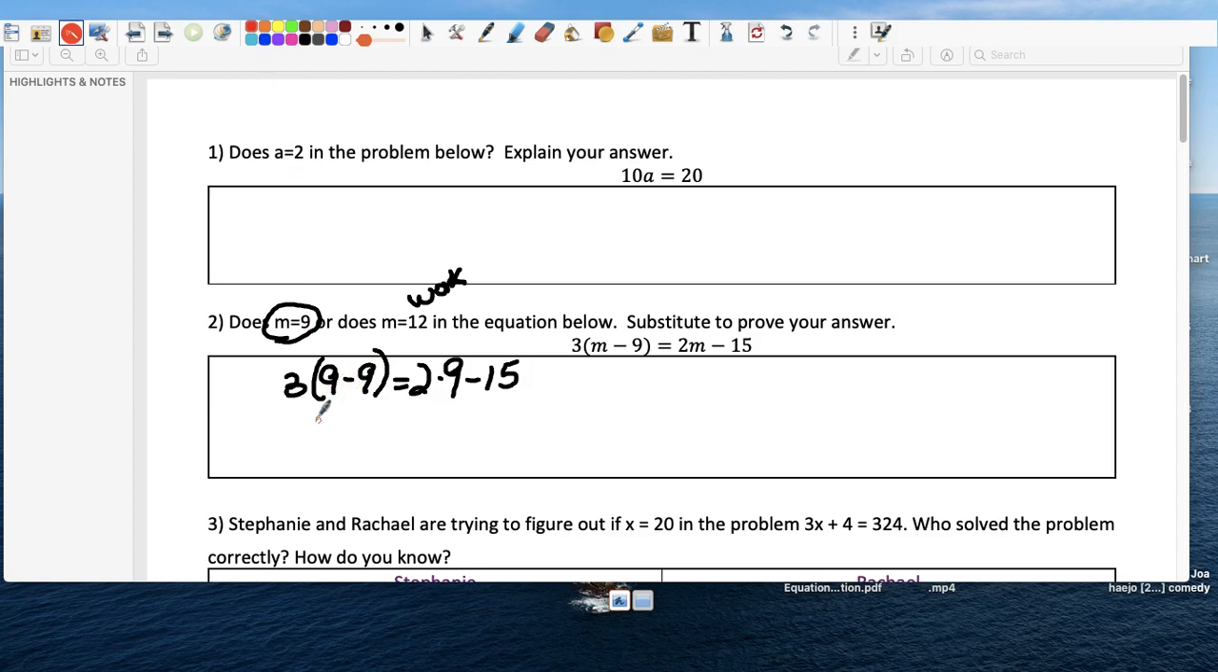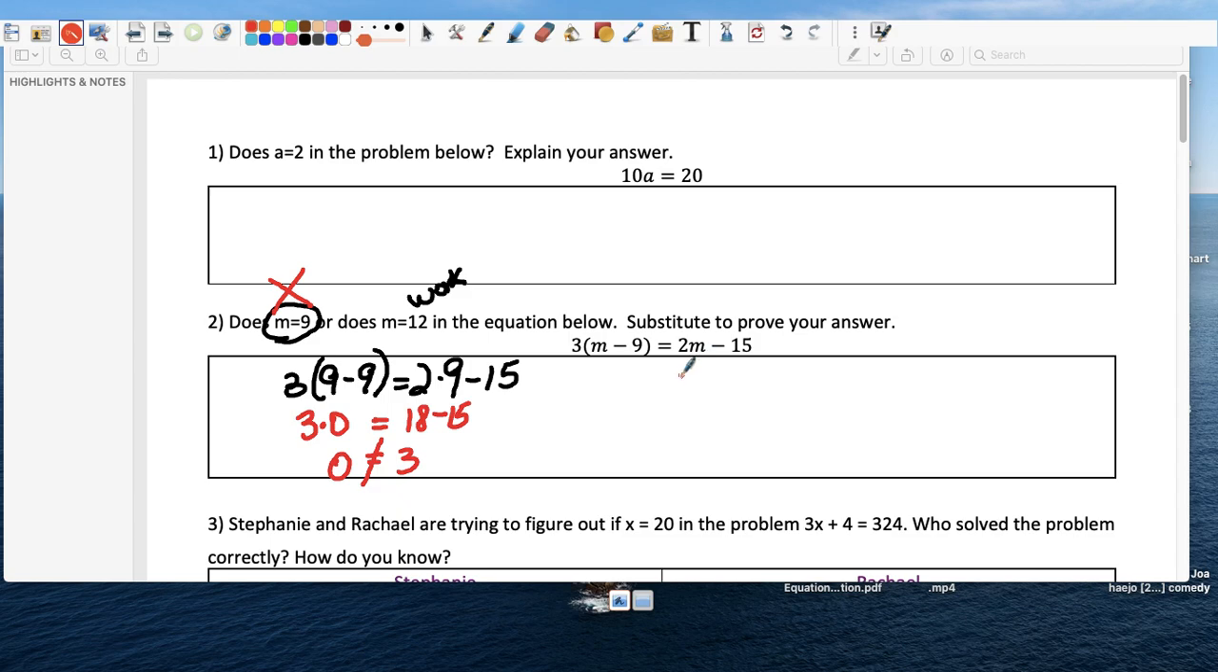Well, 9 minus 9 is 0, so we're going to get 3 times 0. And then we're going to get 2 times 9, que es 18, minus 15. 3 times 0 is 0. 18 minus 15 is 3. Are they equal? No. So m equals 9, no funciona.